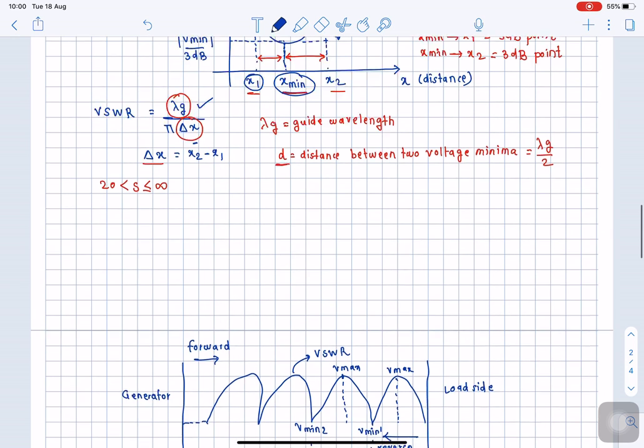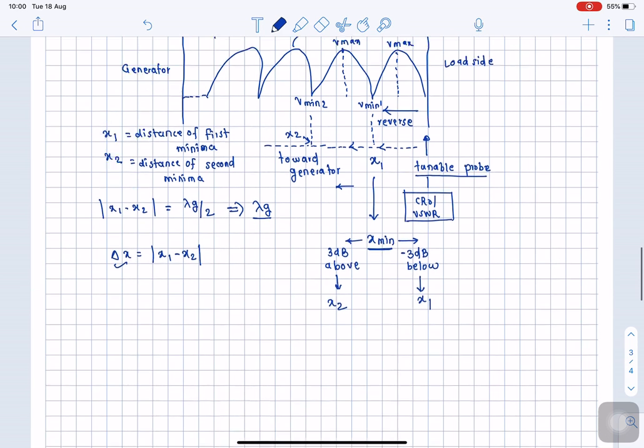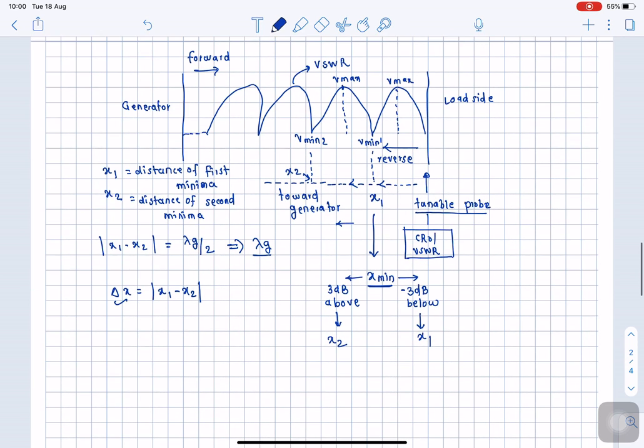Now this value of delta x you put over here, multiplied by pi, and divide the guide wavelength by the product of pi and delta x, and then you will get VSWR directly. Okay, so this is a simple procedure to measure voltage standing wave ratio of a particular device, provided that the device is operating at a high frequency, or at a microwave signal.